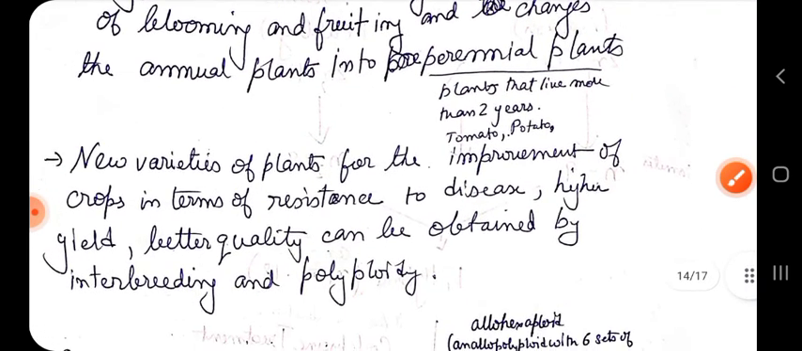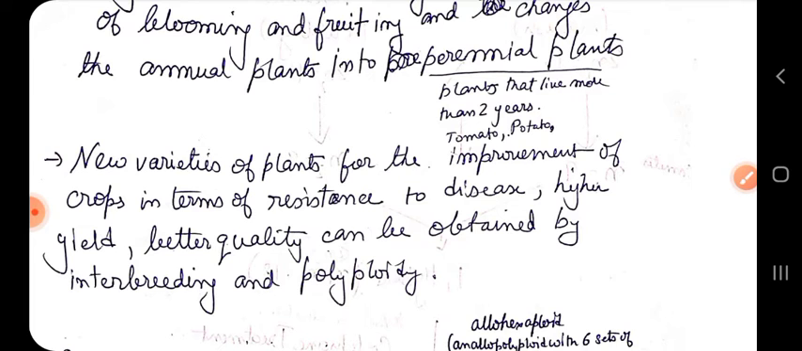This can be achieved through polyploids. New varieties of plants for improvement of crops in terms of resistance to disease, high yield, and better quality can be obtained by interbreeding and polyploidy.